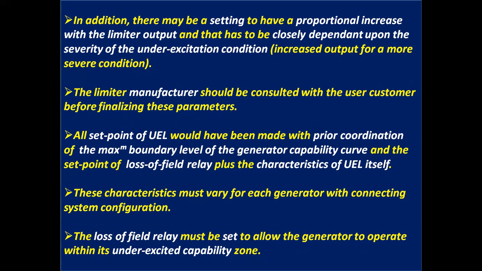All set points of the under excitation limiter would have been made with prior coordination of the maximum boundary level of the generator capability curve and the set point of the loss of field relay, plus the characteristics of the UEL itself. These characteristics must vary for each generator with connecting system configuration. The loss of field relay must be set to allow the generator to operate within its under-excited capability zone.